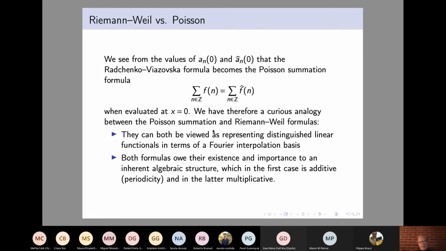Here we have periodicity, which is behind the Poisson summation formula. And in the case of the Riemann-Weil formula, it is the multiplicative structure which is behind the formula. So this is one way to look at the analogy between Poisson summation and the Riemann-Weil formula.